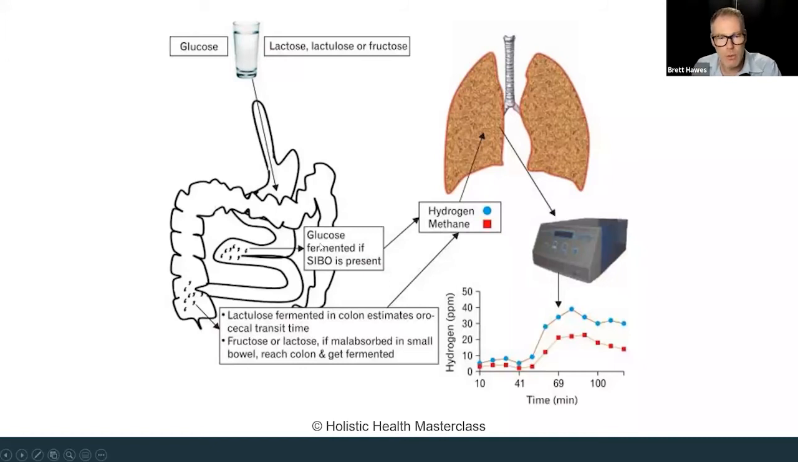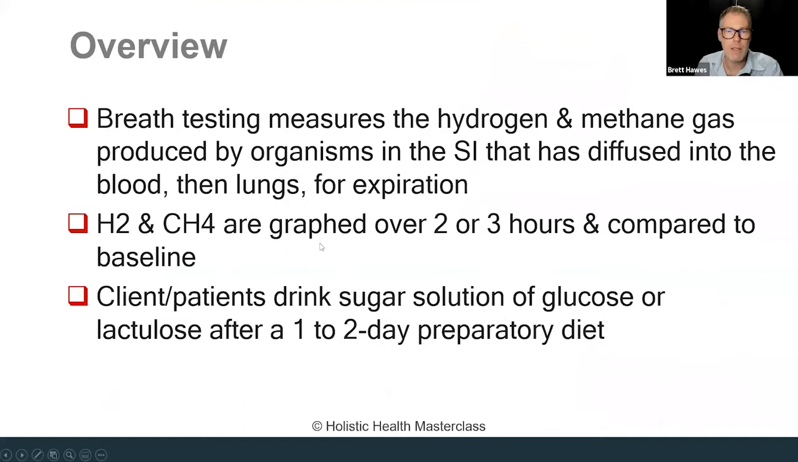Okay, so breath testing measures the hydrogen and methane gas produced by organisms in the small intestine that is diffused into the blood, then the lungs for expiration. Hydrogen and methane are graphed over 2 or 3 hours. By the way, if you're doing SIBO testing, do 3 hours, right? Way better than 2 hours. And then compared to a baseline. And clients or patients drink a sugar solution of glucose or lactulose after a 1 to 2 day prep diet.